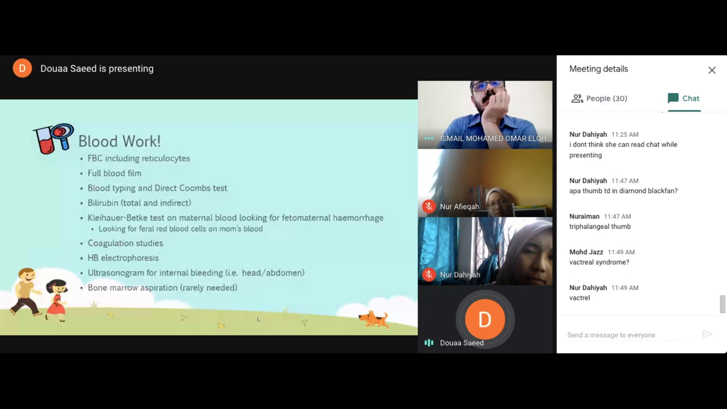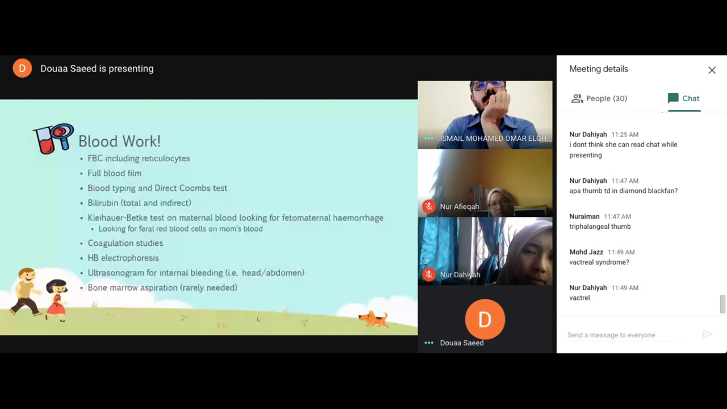So for the treatment of neonatal anemia, we'll divide it into three: prenatal, intranatal, and postnatal. Prenatal will be rhesus injections in rhesus negative mothers. Fetal transfusion is required. In intranatal, you delay the cord clamping so that the contractions of the cord can give the baby more blood, like push more blood into the baby.